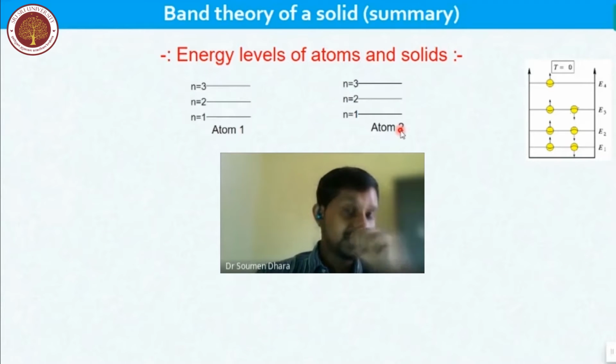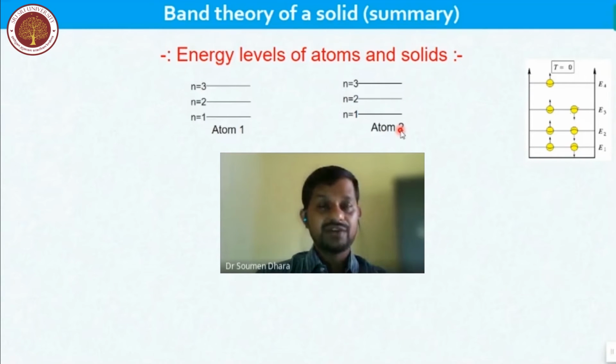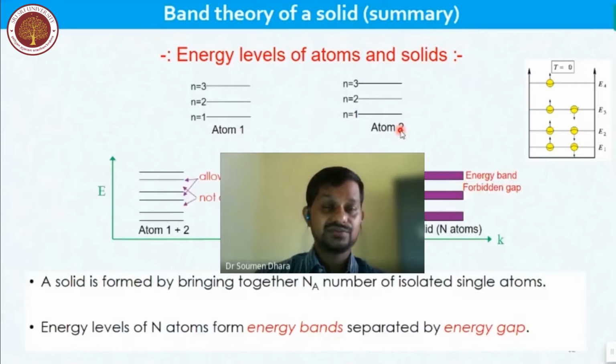But if you think about a solid where we have atoms, they are not isolated. That means inside the solid, the atoms interact with each other. There is an interaction between them. So let's see an example of what happens when we have an interaction between the atoms. What happens to their energy levels?